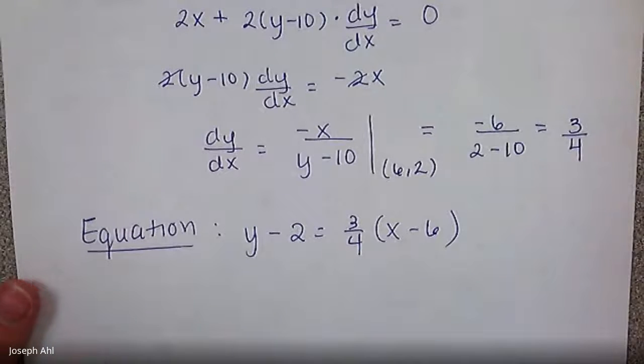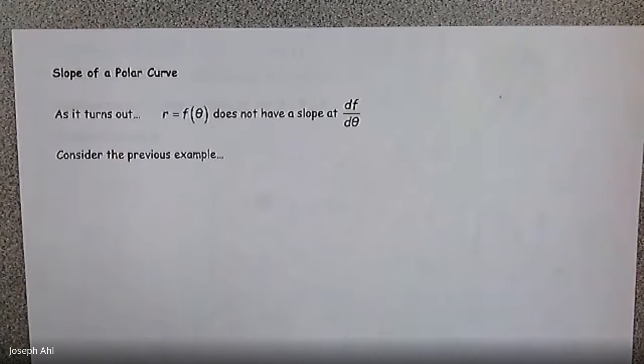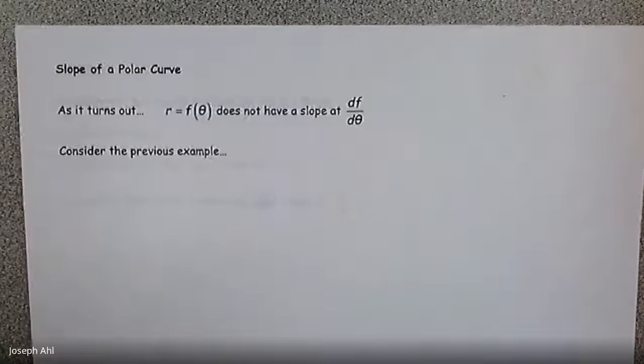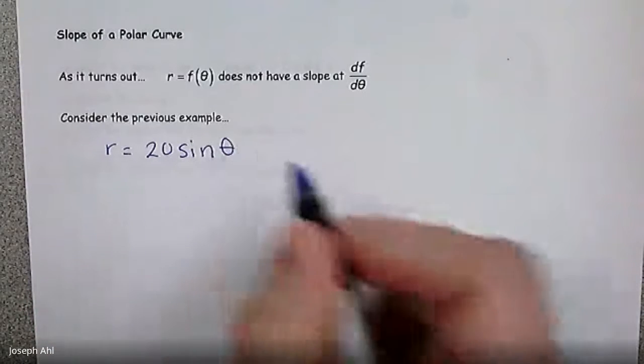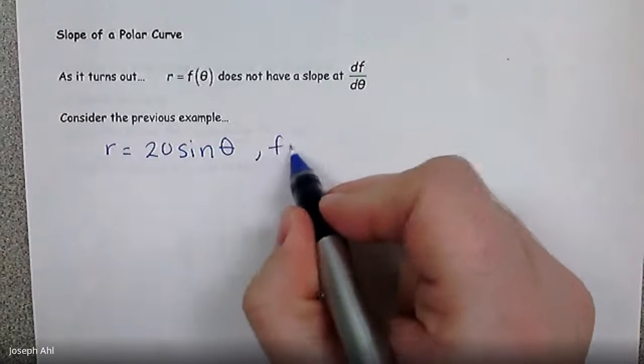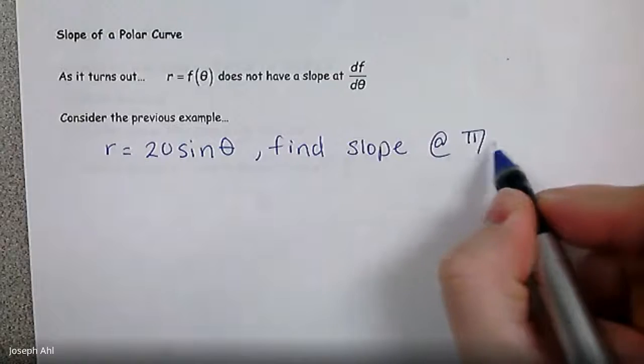But once we get to this point, again, what if it wasn't that easy to convert to rectangular and get there? Well, as it turns out, it is not as easy if we have r equals f of theta to find the derivative by just saying it's df/d theta. Okay, it would be nice if it was. But let's consider the previous example that we were just looking at. We had in the last example that r equals 20 sine theta. And what if I said to find the slope at pi over 3?